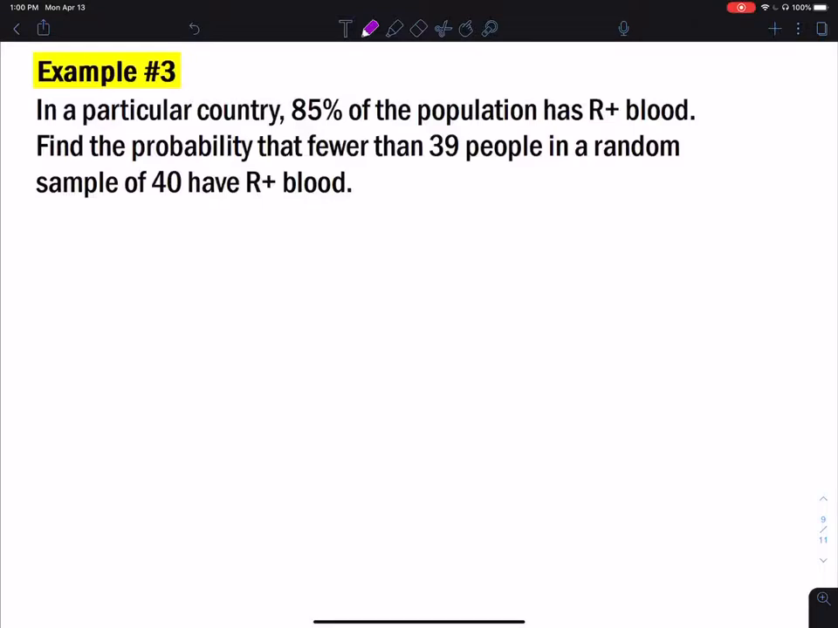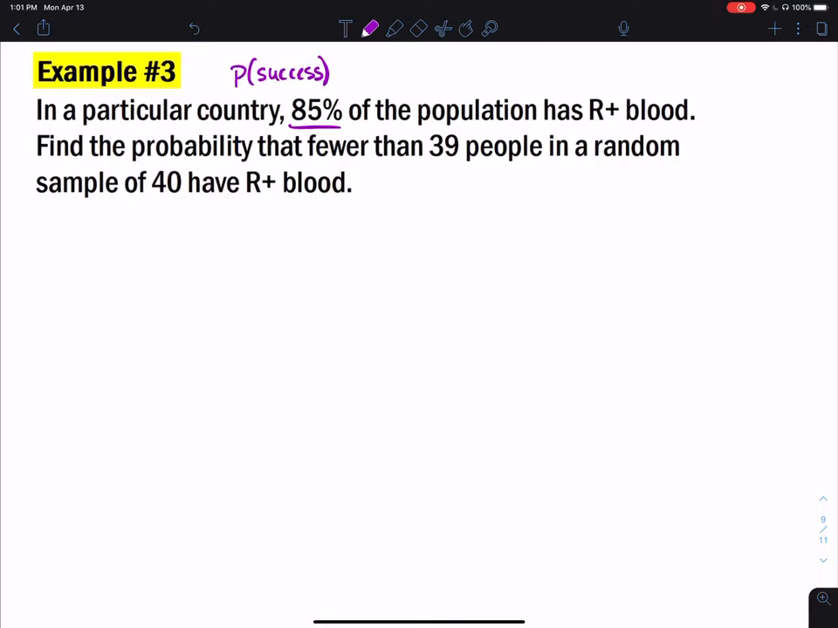All right, guys, this is our last example for 7.1. In this particular example, we're looking at people that have a certain blood type, and they are asking for the number of people that have a specific blood type, which is R positive, and they give us a percent of people that have it. So that would be our probability of success in this case.